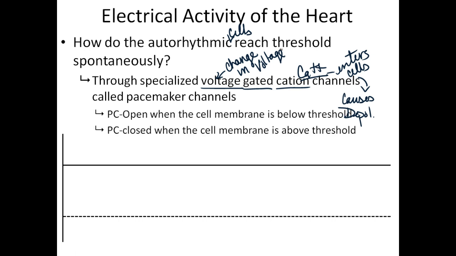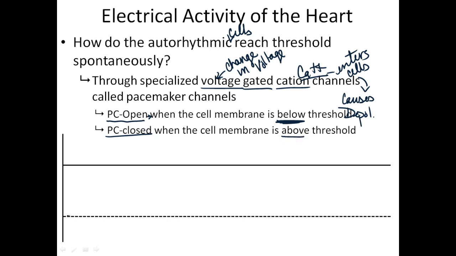So what we see is that your voltage-gated channels or pacemaker channels are open when the cell membrane is below threshold. Now this is opposite of what we learned in ANP1. In ANP1, the voltage-gated channels you talked about were closed when you're below threshold. So this is opposite. This is a new frame of thought. Okay? And then the pacemaker channels are closed when we are above threshold.